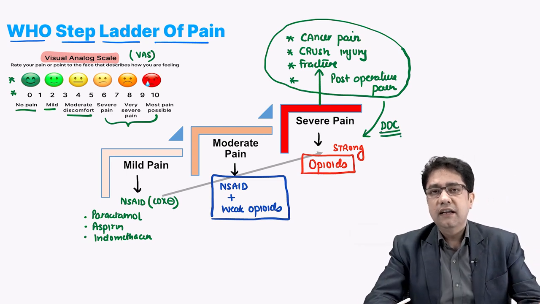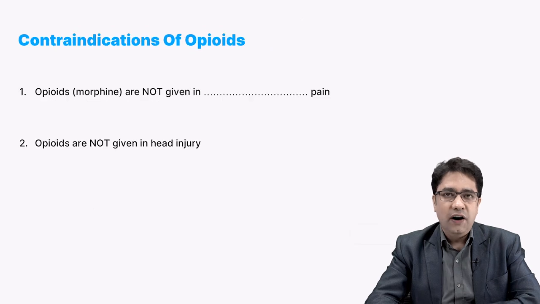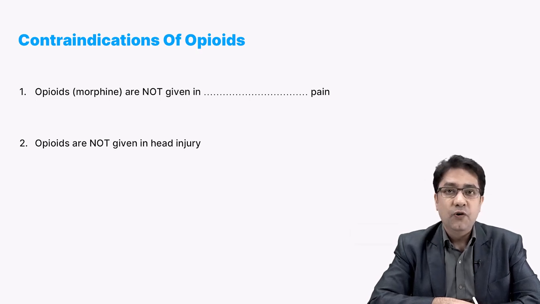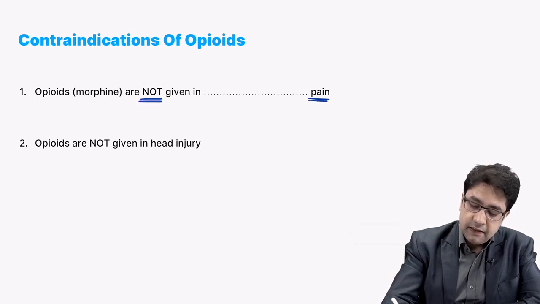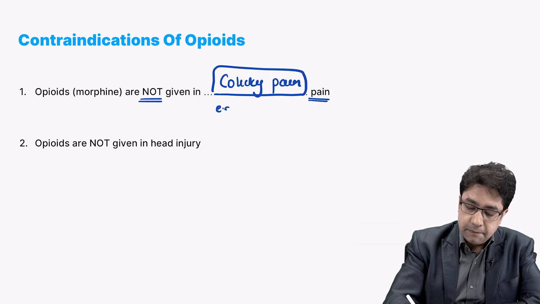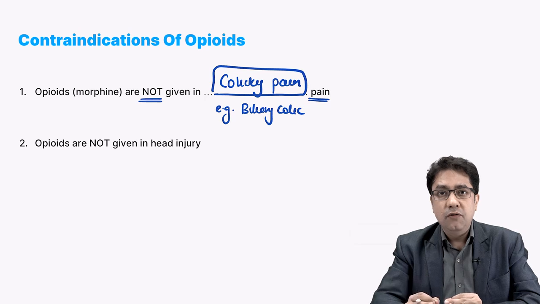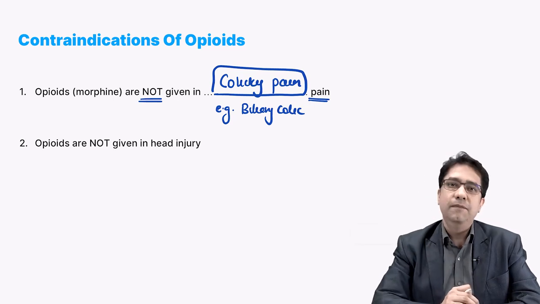Now, opioids are given in virtually all types of pain except one type. One type of pain opioids themselves can cause. So the question comes, opioids like morphine are not given in which type of pain? The answer we already know is colicky pain. We don't give opioids. So you might get an option like biliary colic. The reason is opioids themselves produce spasm of GIT sphincters. Opioids themselves can cause colicky pain.